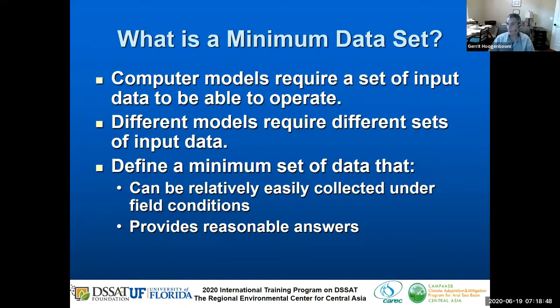So here we're talking about crop models, so we emphasize the type of data required to run a crop model.